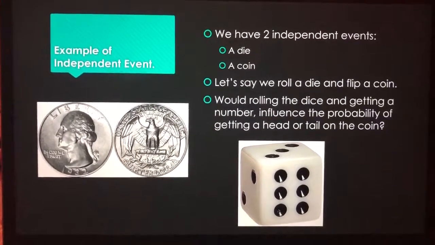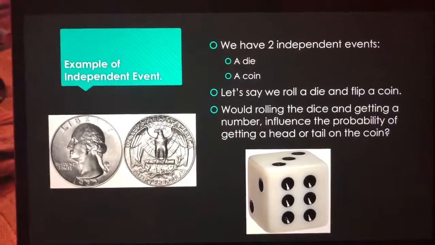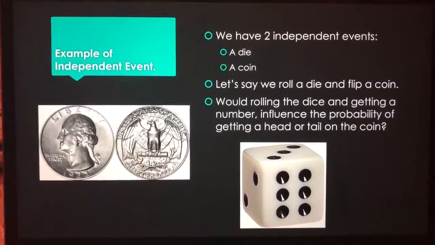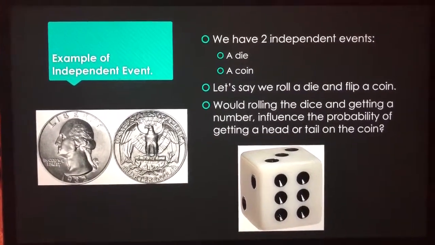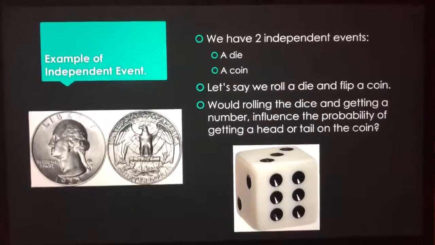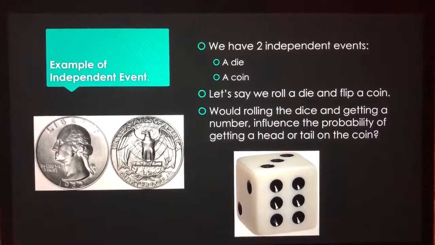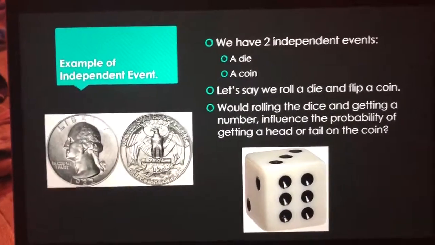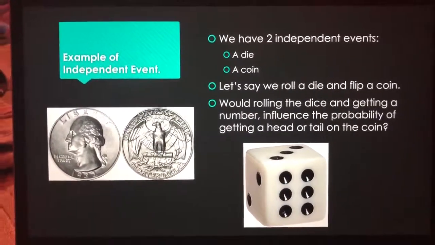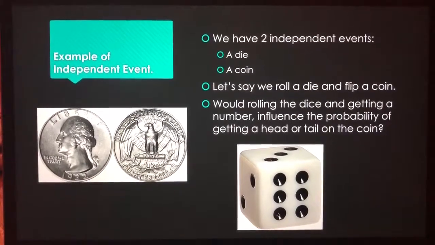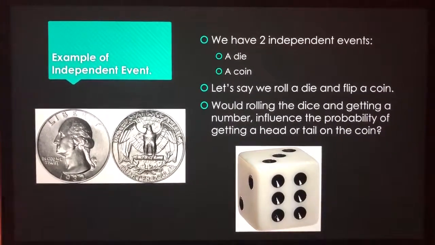Now, the example I'm going to use to show an independent event is basically having a coin and a die. So we have two independent events, which is our die and a coin. And let's say we roll the die and flip a coin. So my question is to y'all to think about. Me rolling a die, would it have any effect of me getting a heads or a tails on a coin?